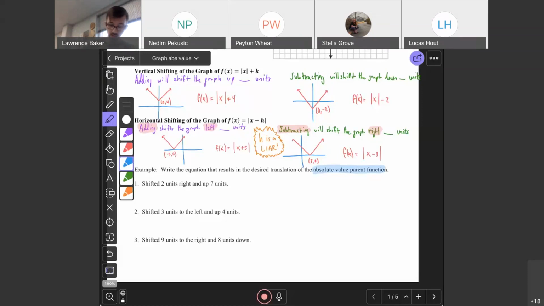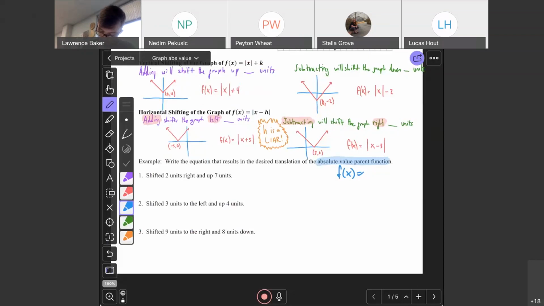So we're starting off here with just good old f of x equals, the absolute value of x. And we're going to manipulate it. We want that function to be shifted 2 units to the right and 7 units up.